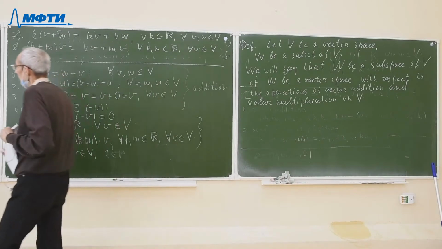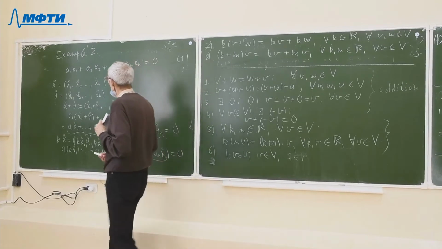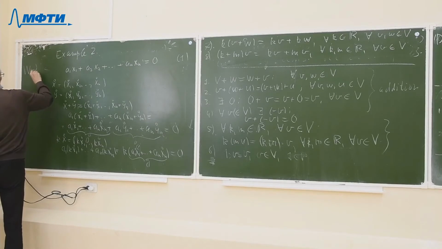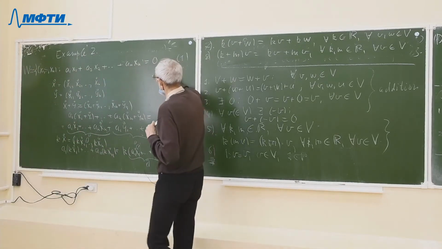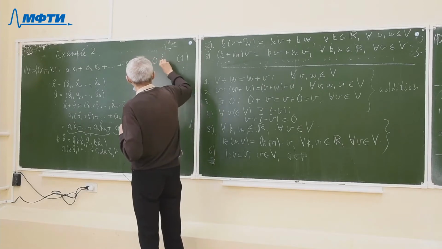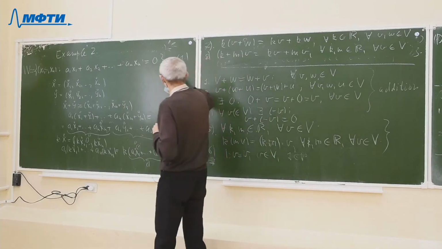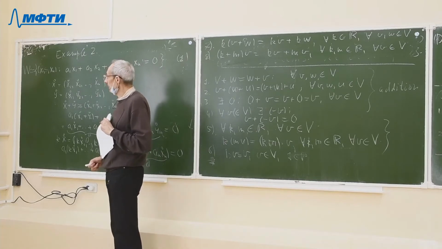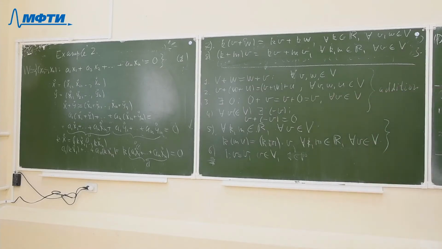And in our example 2, W is a set of the n-tuples which satisfy the linear equation, the homogeneous linear equation. And we checked that this set is a vector subspace of the initial arithmetical vector space.